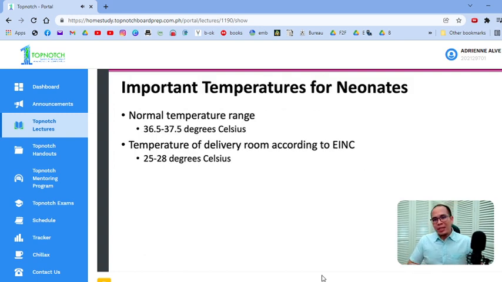So, other important things to remember, this has been asked in the previous board exam, temperatures, very important. Again, sinabi ko sa inyo yan, thermoregulate your newborn. The normal temperature for newborns is 36.5 to 37.5, okay? Newborns should be maintained at a room temperature, okay? Meaning, yung temperature ng delivery room, yung temperature ng NICU, should be 25 to 28 degrees Celsius. So, please remember that, okay?